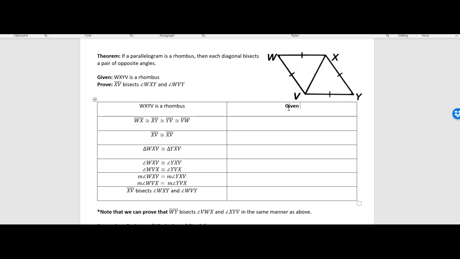Well, the first statement is given. Same thing as last time. They're now saying that all 4 sides are congruent. And we know this because this is a rhombus. So definition of a rhombus. XV is congruent to XV. That would be a reflexive property of congruence. Triangle WXV, let's highlight that in pink. Triangle WXV is congruent to triangle YXV.